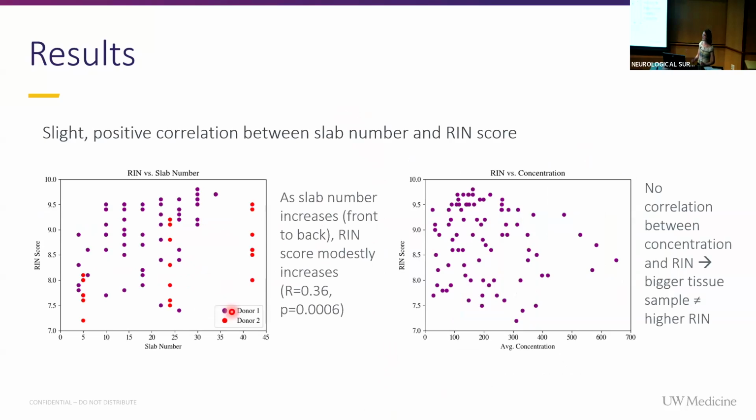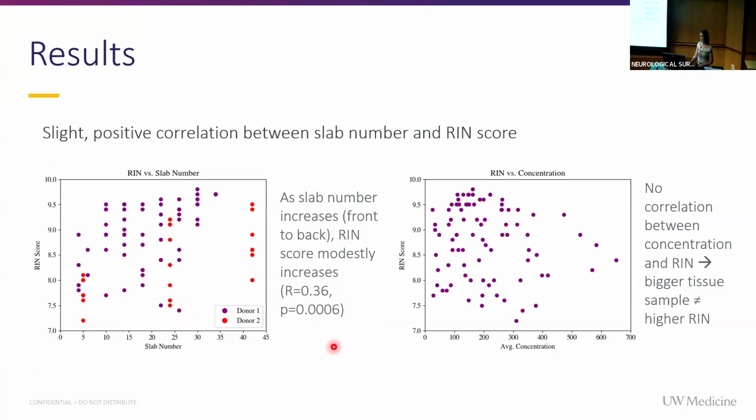And this one was actually kind of interesting. So we found a slight positive correlation between slab number and RIN score. So remember, slab number, we slice the brain front to back. 1 is going to be in the front, and then there's about 40 slabs roughly in your brain, depending on the size. So as slab number increased, you can look at this graph across both donors, they're color-coded, RIN score was also slightly increasing, and that was backed up with a p-value of 0.0006. So that one is significant.